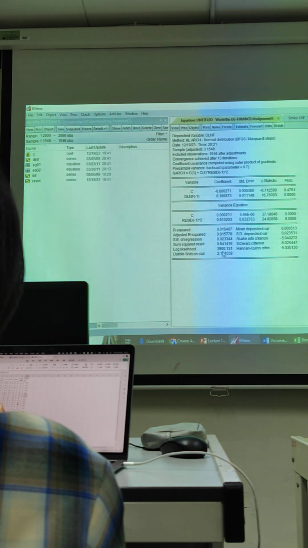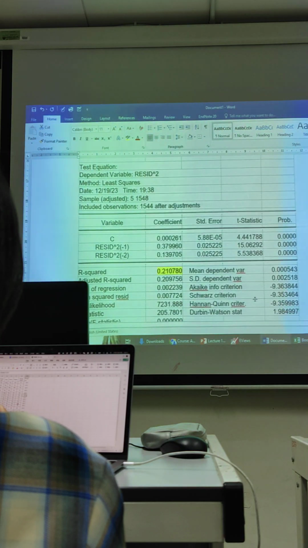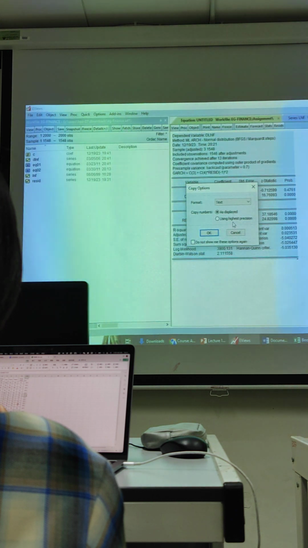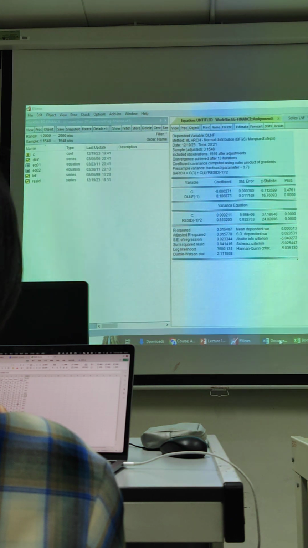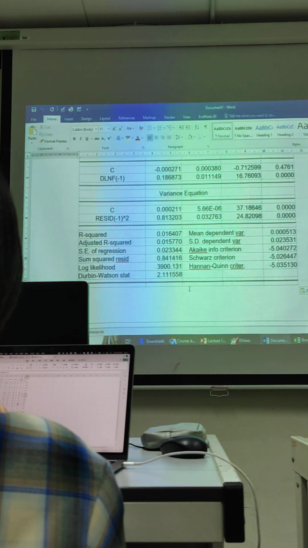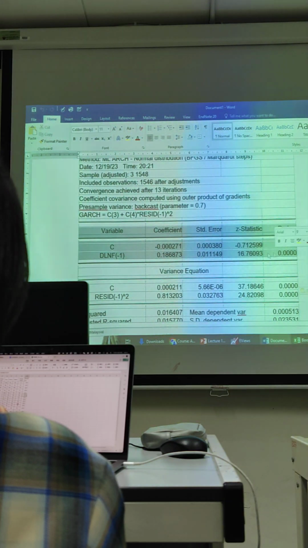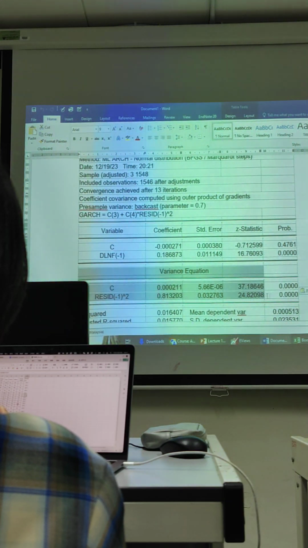So this is the volatility model with the mean equation and the variance equation. Maybe I copy and paste this one, make it bigger, right? So this is my mean equation, and this is my variance equation. This is how we model the variance equation.